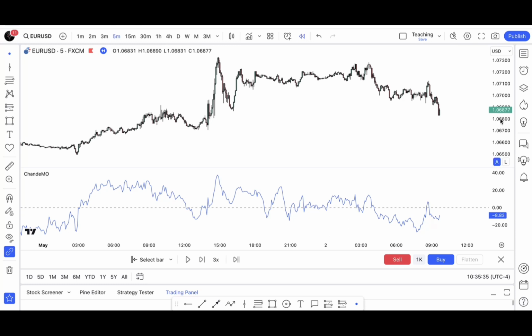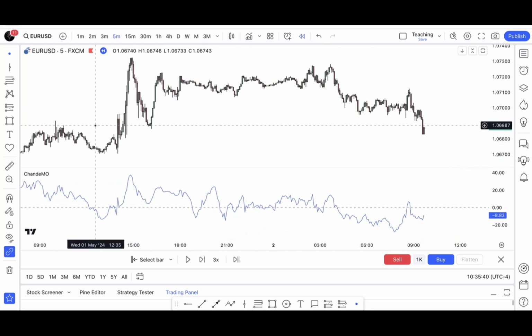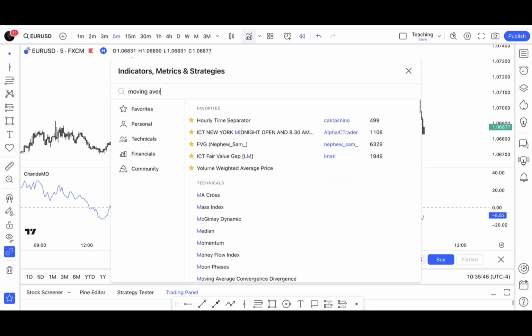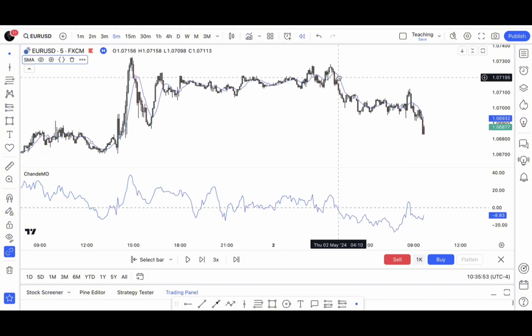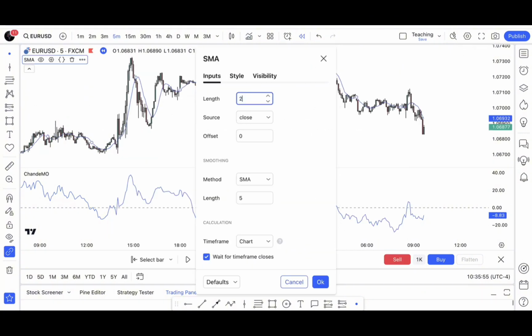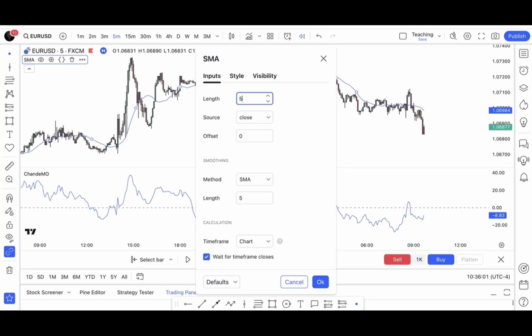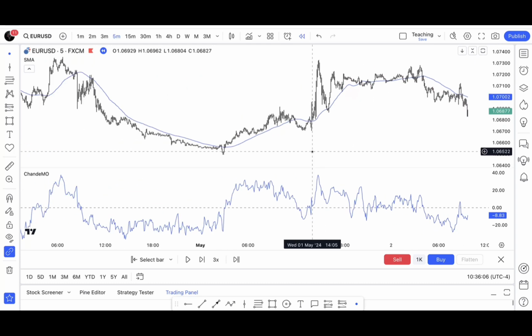Okay, so you can also use this indicator, the CMO indicator, with other tools. For example, let's apply a moving average. Okay, and I will set the period to 20 again. Let's see if it works, and maybe 50, just like the CMO. Alright, it's a little bit better.